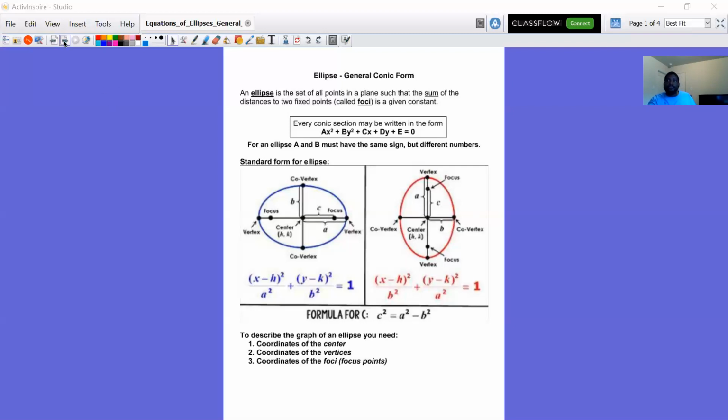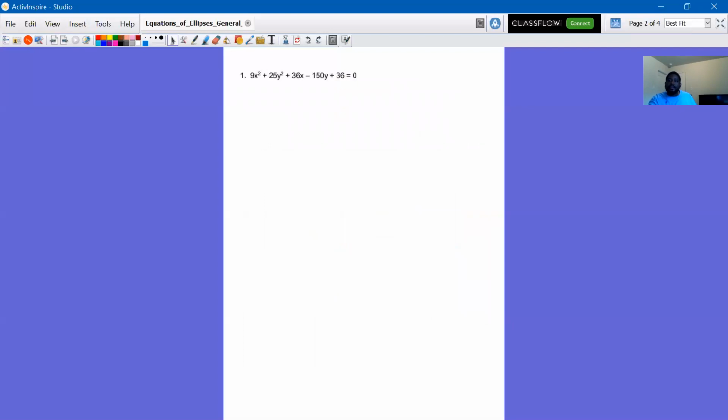So let's do some examples dealing with ellipses. What we want to do is write this in standard form by completing the square. First thing we need to do is collect all our x's and y's together. So we have 9x squared plus 36x plus 25y squared minus 150y equals negative 36. So we're going to move the negative 36 to the right side.